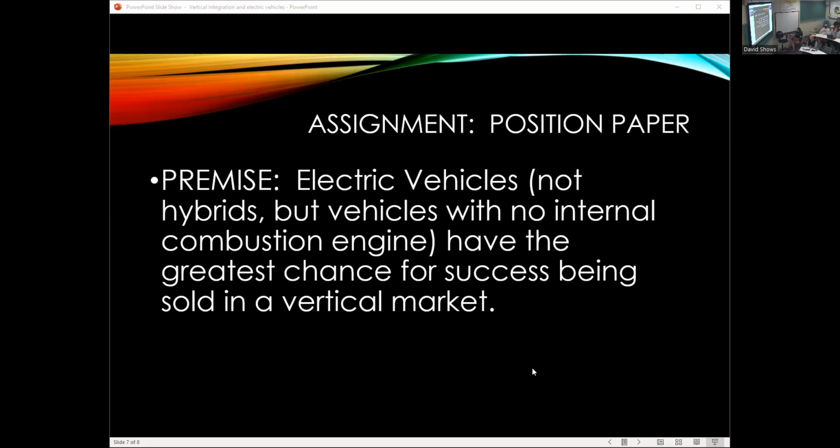So in your groups, when you're deciding whether or not you agree with this statement, all you have to do to not agree with it is to make one of these parts false. Do you believe that the greatest chance for success is not in the vertical market, but maybe in a traditional market? Then this statement is false. Do you believe that the vertical market covers everything and gives it the greatest chance of success? Then you agree with it.